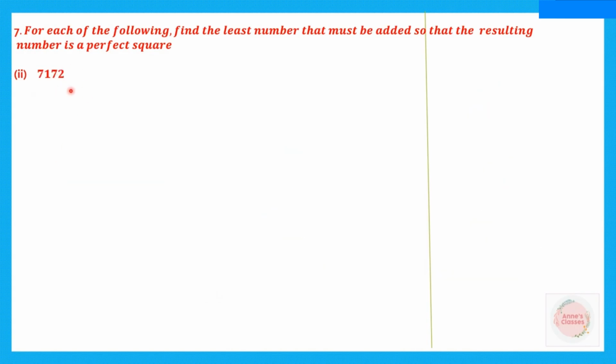Question 2, 7172. So here also the question is find the least number that must be added. So we are going to first do the division method. Let's write down the number, 7172, and let's pair it up. So we have a pair here and a pair here. Now the number is 71. So think of a number whose square will give you a number close to 71.